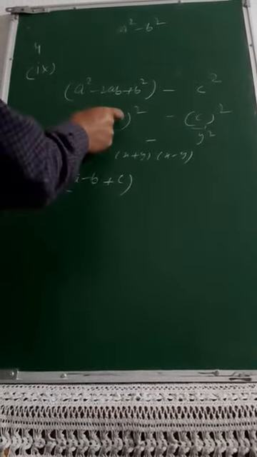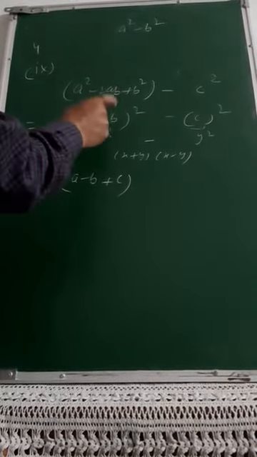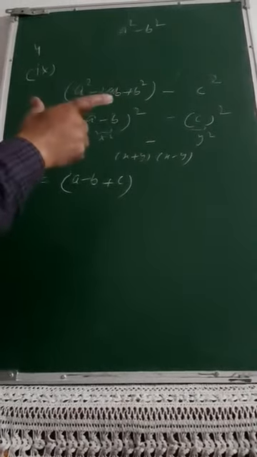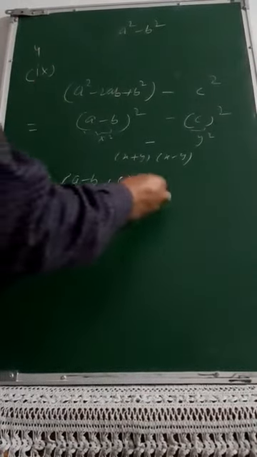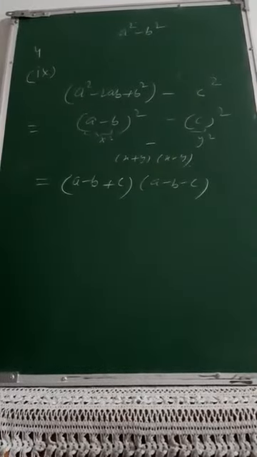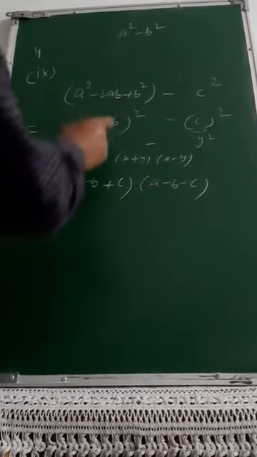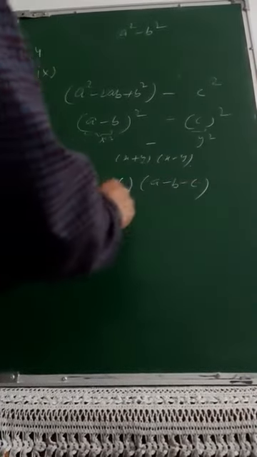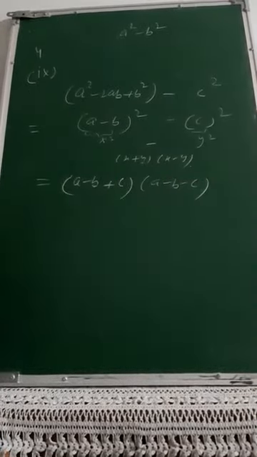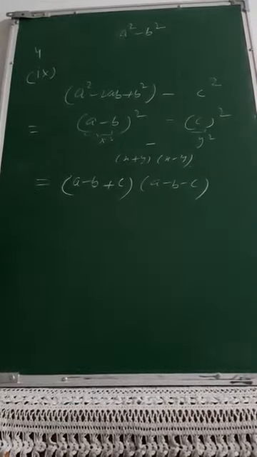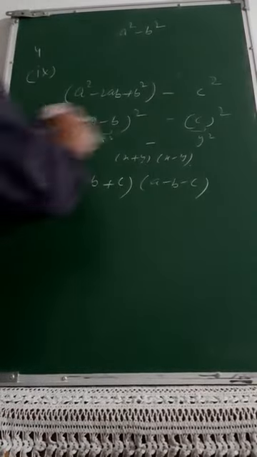Why? Because x is a minus b. It can be binomial, it can be trinomial, it can be quadrinomial, but it should be a perfect square. That is the condition only. And when you will go to this part, this will be a minus b minus c, because again your x is a minus b and your y is c. So now with minus sign and here with plus sign, so this will be the answer for your 9th part. Now suppose I am coming to your 12th part.